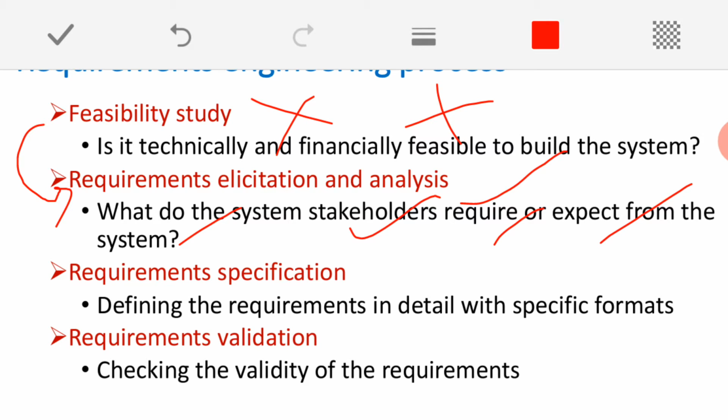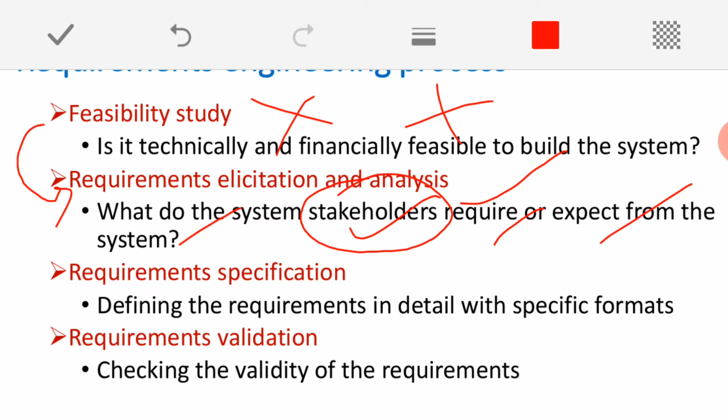From different stakeholders. So who are the stakeholders here? Stakeholders are the end users, all the people who are directly or indirectly related to the software to be developed. They are called stakeholders. For example, take an ATM, a system with both hardware and software. Can you tell me who all the stakeholders are here?